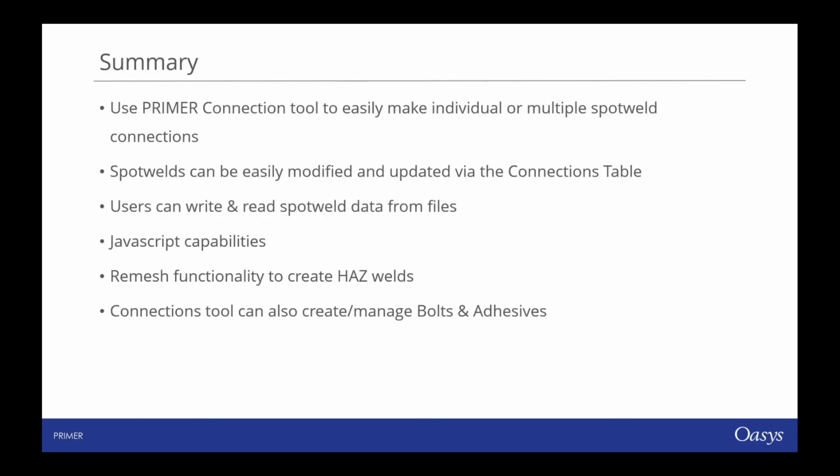This brings us to the end of today's webinar. So in summary of what we've covered, you can use Primer Connection tool to easily make individual or multiple spot weld connections. Spot welds can be easily modified and updated via the connections table. Users can write and read spot weld data from files of various formats. It's JavaScript capable, and there's also remesh functionality to create spot welds. So the connections tool can also create and manage other connection types, such as bolts and adhesives, which we haven't covered today in any detail, but we hope to do so in a future webinar.